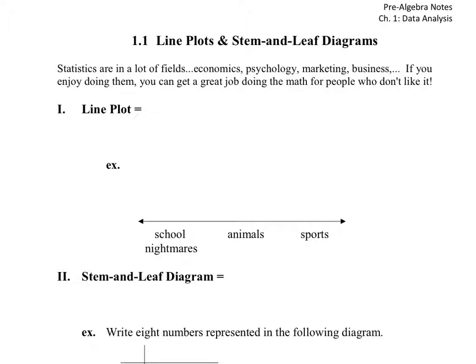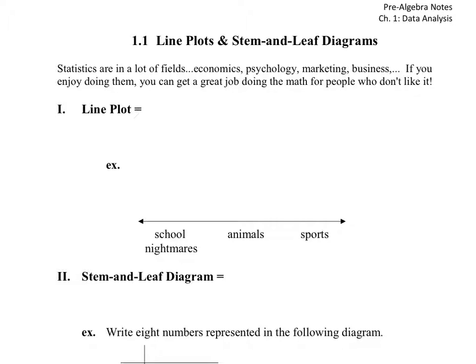But anywho, I digress. We're just going to start out by looking at these things called line plots. At first glance, a line plot looks kind of like a number line. But instead of having 1, 2, 3, 4, 5 on here, they'll have different categories. So, for example, as school starts, there's a lot of students and teachers maybe who have some dreams. Say we're interviewing people, finding out are your dreams school nightmares? I've had those before. Or are they dreams about animals or dreams about sports?